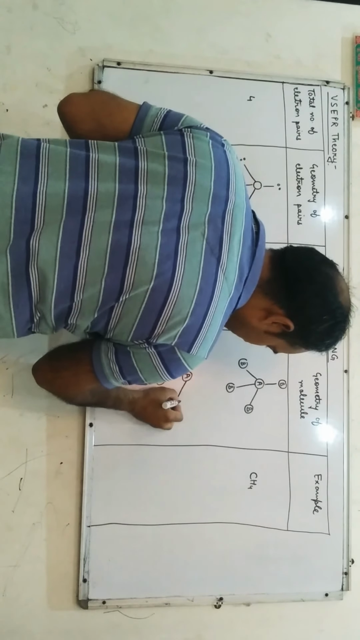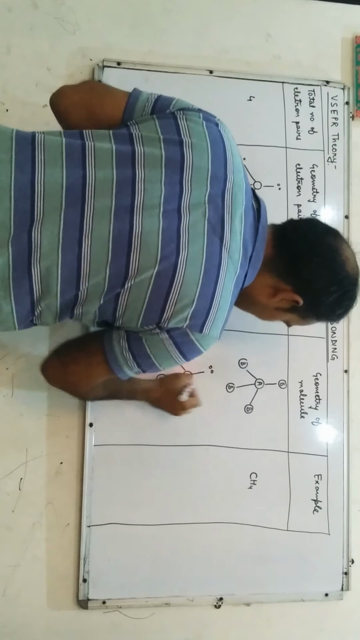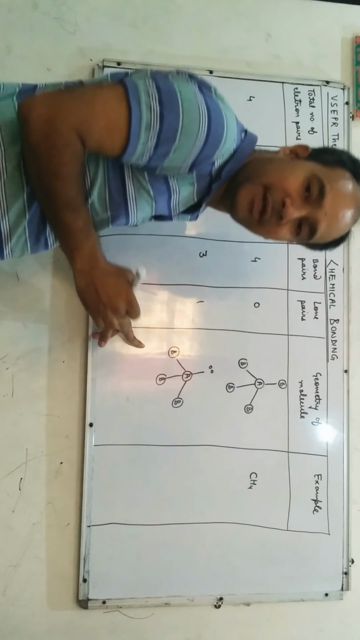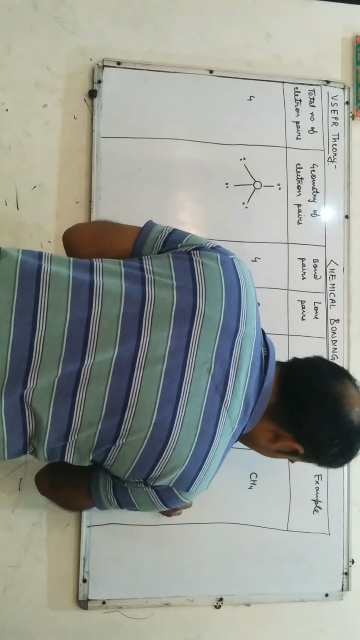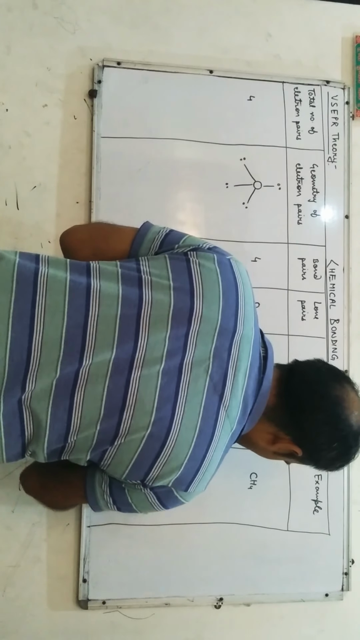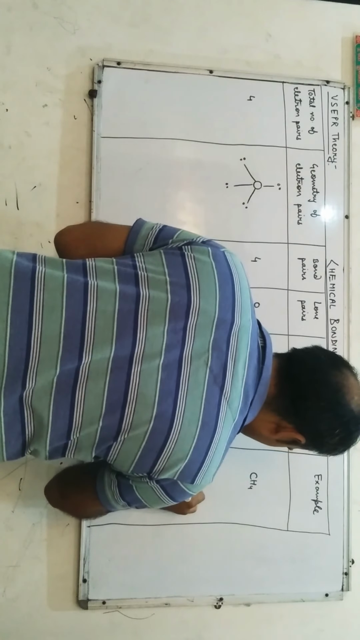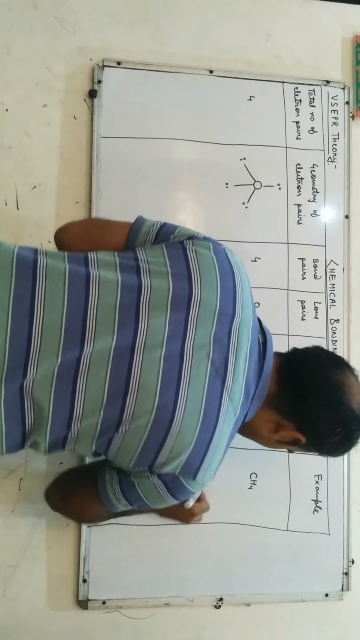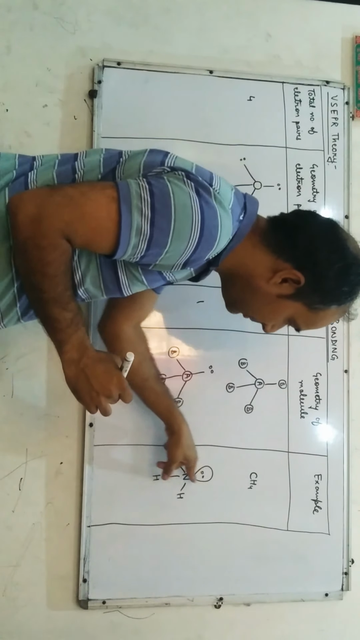1, 2, 3 bond pairs and one lone pair is there like this manner and the example is NH3, that is ammonia. In ammonia molecule one lone pair is there which is indicated by this manner.